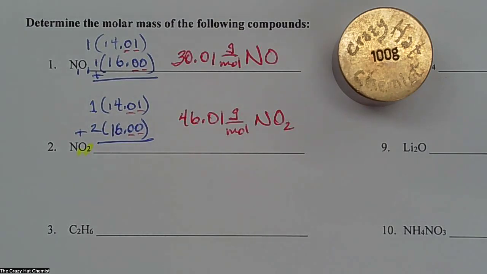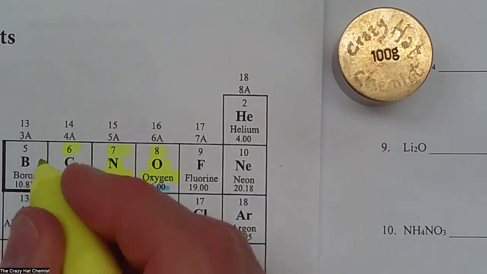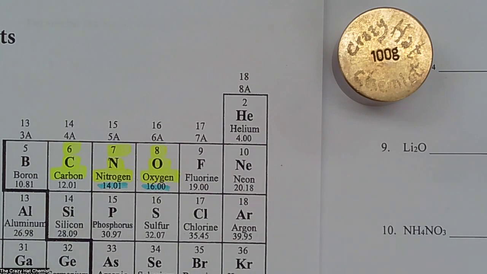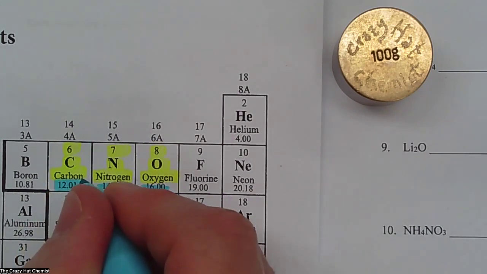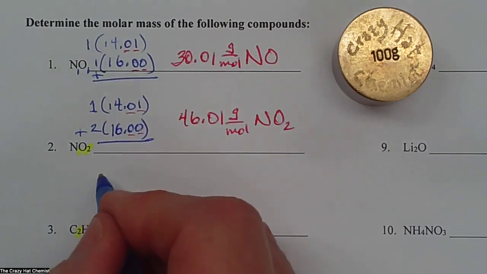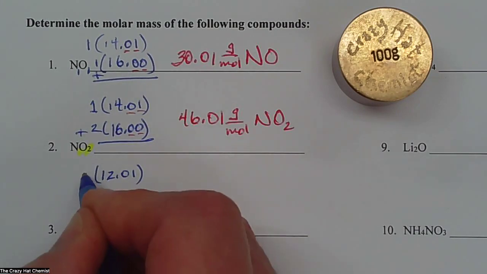Okay, the next one here is ethane, and that's C2H6. So I'm going to find a new element here that I haven't done thus far, and that would be carbon. So carbon is atomic number 6. It is a C for carbon, of course. And the molar mass for one carbon atom is 12.01. So what we're going to do is 12.01 times how many carbons there are, and there are two of them.